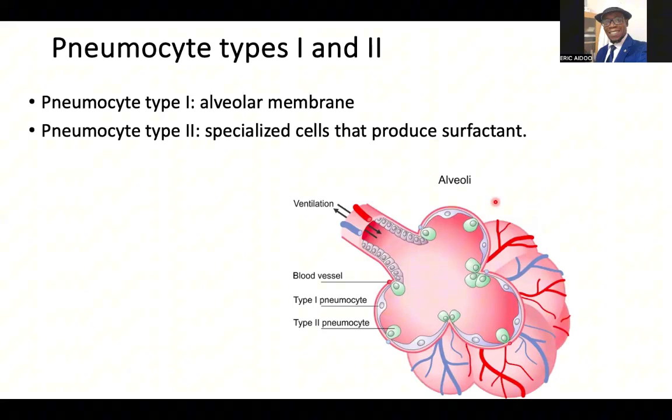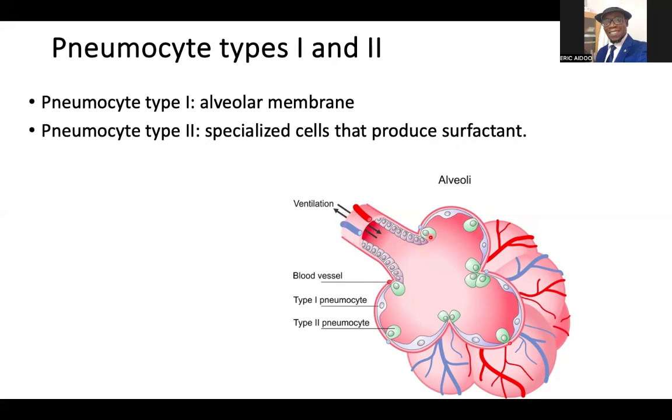Pneumocyte type 1 and 2 are important layers and cells you find in the lungs. We will talk about that in detail during histology of the respiratory system. But for now, note that you have pneumocyte type 1, which is also the alveolar membrane. Okay, so the alveolus, its membrane is actually the pneumocyte type 1. We will describe the epithelium structure in histology. The pneumocyte type 2 is a specialized cell that produces surfactant. So look out for the importance of surfactant, and when a baby is born prematurely, why surfactant is so important for survival.